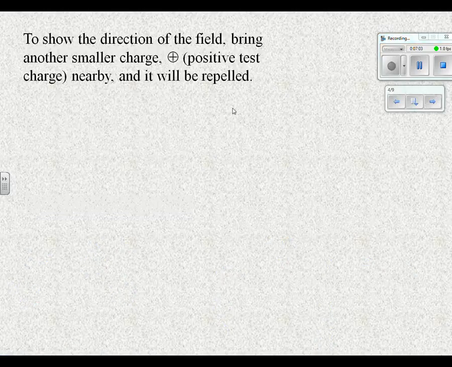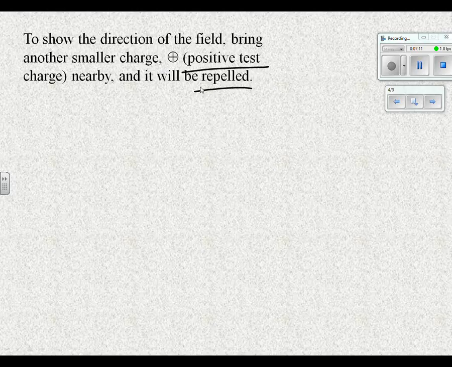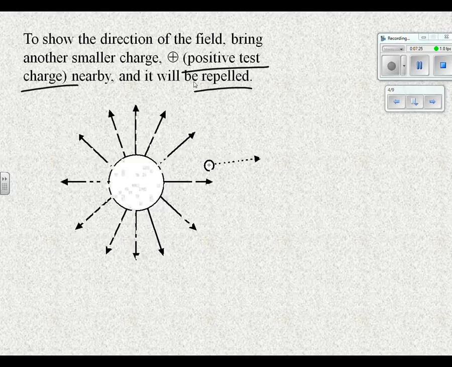Okay. And again, to show the direction of the field, bring another smaller positive test charge nearby, and it will be repelled, right? We always use this positive test charge. I'm basically reviewing and telling you what we talked about on Friday, reinforcing it. There it is there. This guy has a positive charge, right?